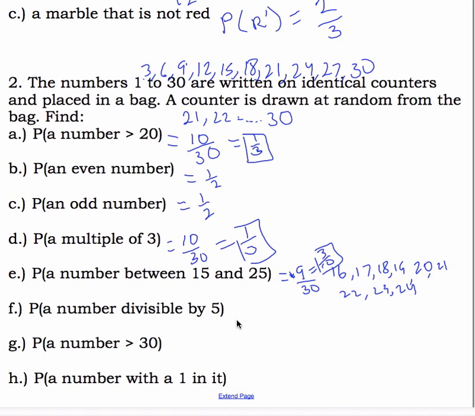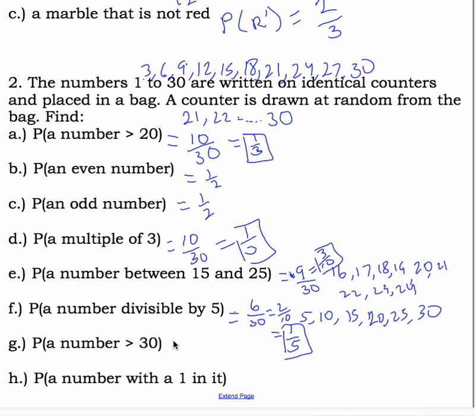So the probability a number is divisible by 5. A number divisible by 5 is the same as the multiples of 5, right? We know it's going to be something out of 30. The multiples of 5 are 5, 10, 15, 20, 25, 30. So that's 6 out of 30. Again, we divide by 3, we get 2 out of 10. We could divide by 6 there, which equals 1/5, or 20%.